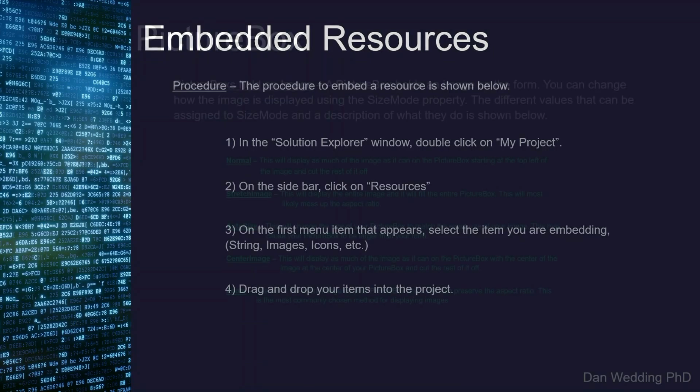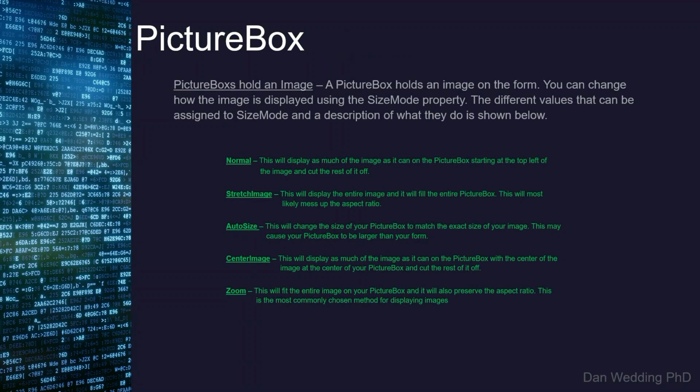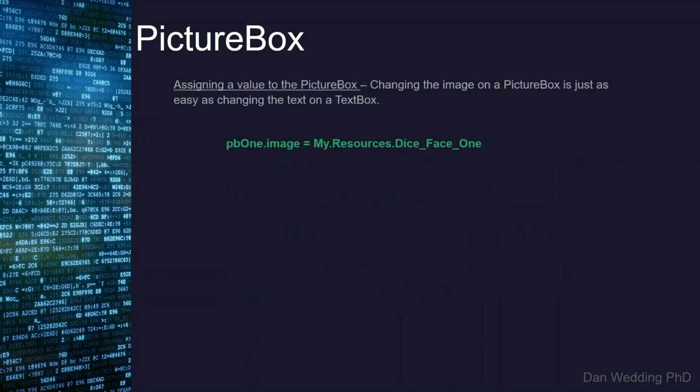A picture box holds an image on the form. You can change how the image is displayed using the SizeMode property. The different values that can be assigned to SizeMode and a description of what they do is shown below. Changing the image on a picture box is just as easy as changing the text on a text box.